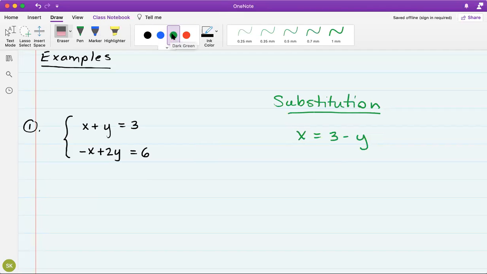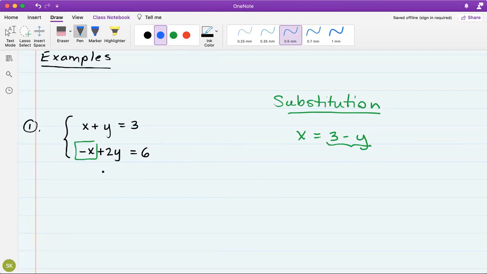And then the next step is to take that x, which is equal to 3 minus y, and in the second equation, wherever you see an x, which is right here, instead you're going to put 3 minus y. So we're substituting in that 3 minus y in for that x. That's why this method is called substitution. And when we do that, we'll be able to solve for y.